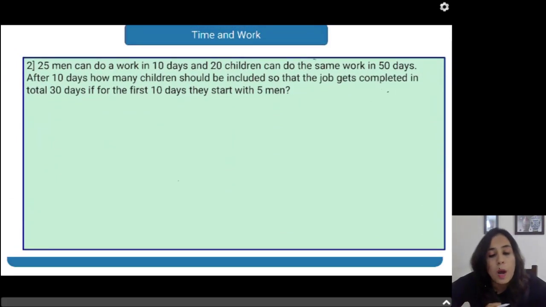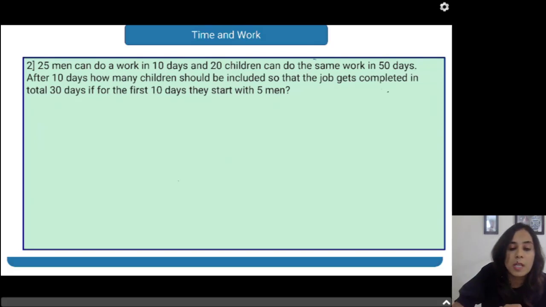25 men can do a work in 10 days. And 20 children can do the same work in 50 days. After 10 days, how many children should be included so that the job gets completed in total 30 days, if for the first 10 days they start with 5 men?